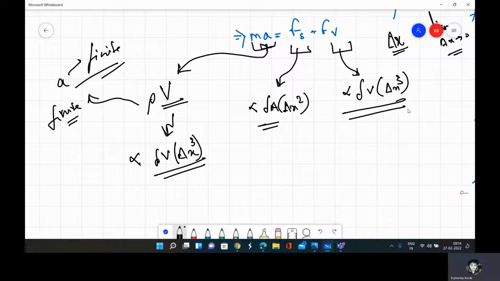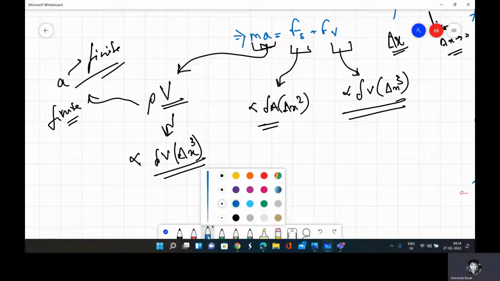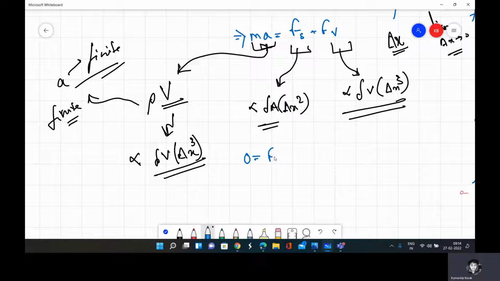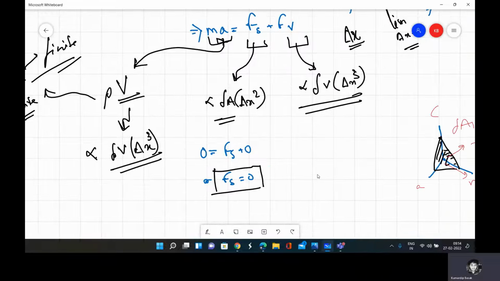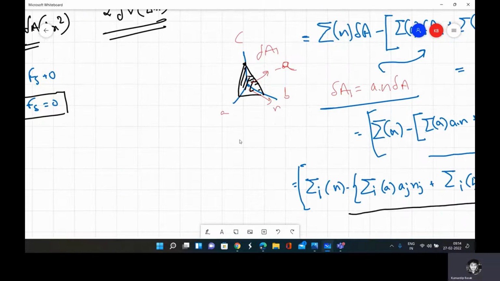So what we finally get, from the equilibrium equation, is 0 equal to Fs plus 0, or Fs is equal to 0. That is, the net surface force acting on the tetrahedron element is 0. Therefore, for that Cauchy element, the surface forces just balance out to 0. This comes from the mathematical and the physical concept of the tetrahedron element only.